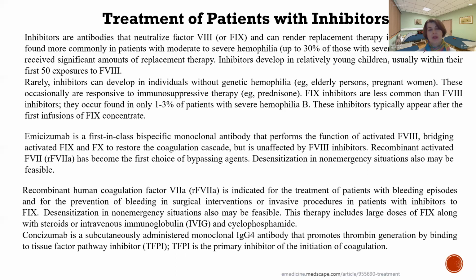Rarely, inhibitors can develop in individuals without genetic hemophilia. These occasionally are responsive to immunosuppressive therapy. Factor IX inhibitors are less common than factor VIII inhibitors. They are found in up to 3% of patients with severe hemophilia B. These inhibitors typically appear after the first infusion of factor IX concentrate. Inhibitors are technically antibodies to clotting factors, either 8 or 9.